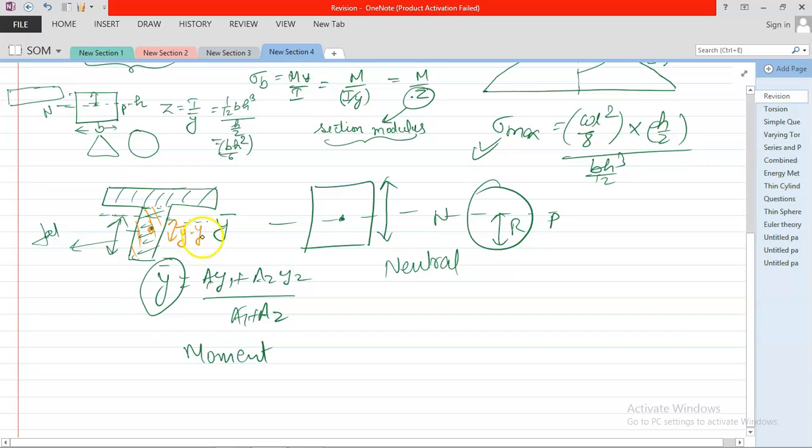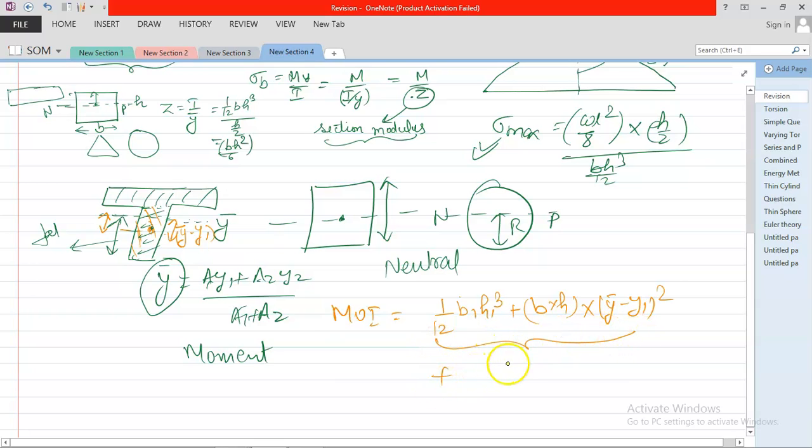y bar minus y1. Now the moment of inertia about that line would be, first of all, 1 by 12 b1 h1 cube. Now, as you know, in mechanics you studied the shifting property of moment of inertia. So plus area, that is b into h, into (y bar minus y1) whole square. I hope you already know this.